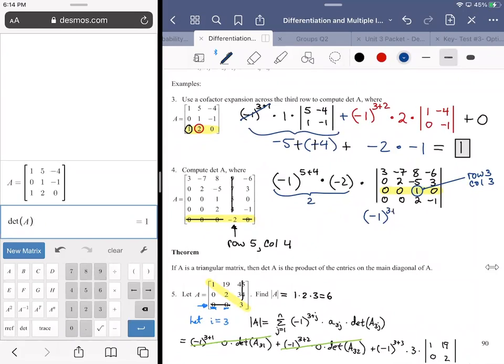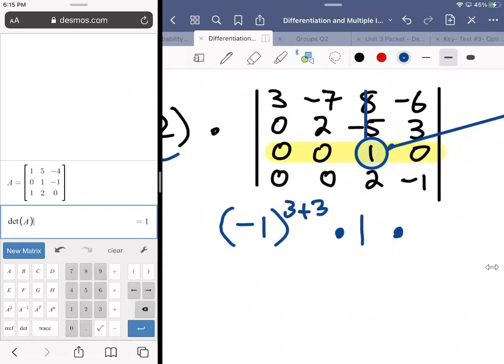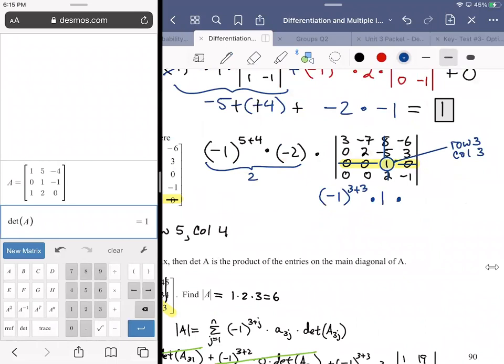So 3 + 3 times the 1 times, and again, a little bit of writing here, and by a little I mean a lot. All right, so I'm crossing out the row and column that contains the 1, and I'll be left with a 3, -7, -6, 0, 2, 3, 0, 0, -1.